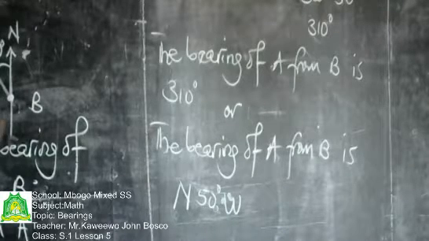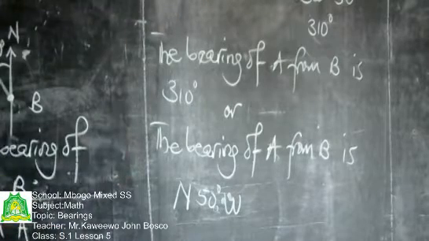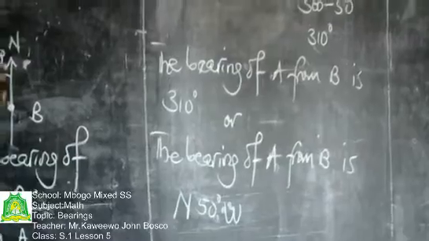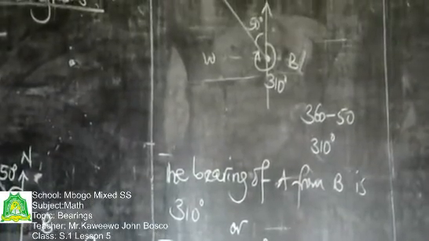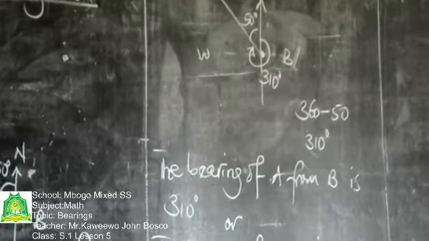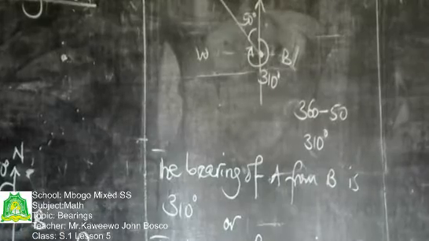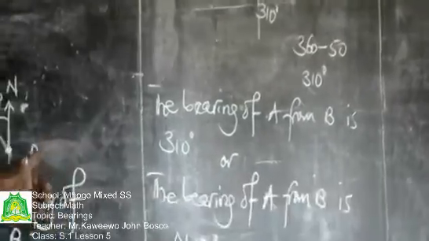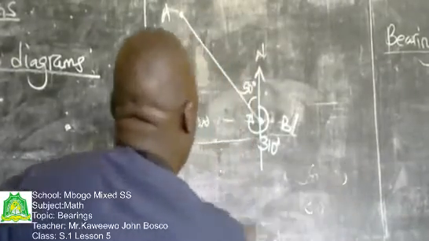Bearing of A from B. We have drawn the diagram and looked at which one is the angle in the clockwise direction. Much as they have given us 50, we are interested in the one in the clockwise direction. Then, what about the bearing of B from A? We are going to draw a diagram again, and this time have the compass direction giving us another angle.